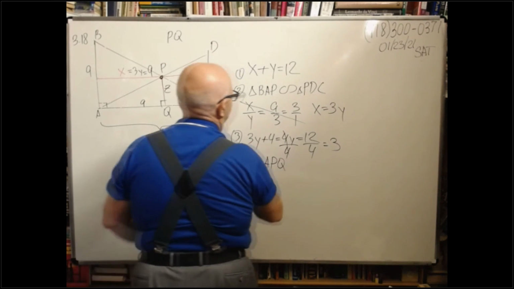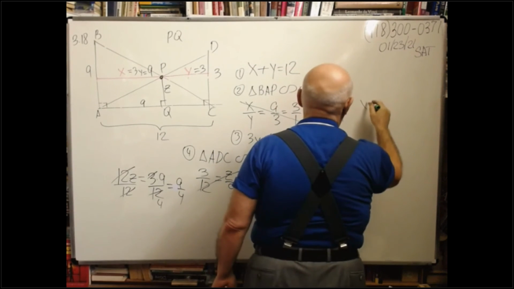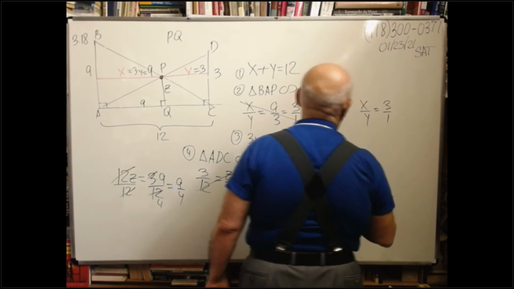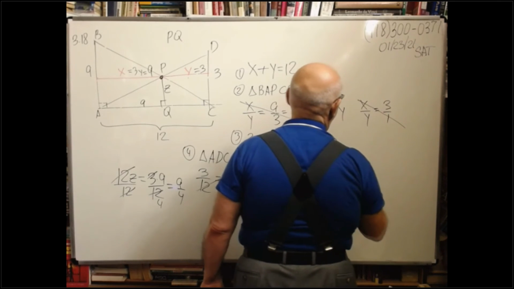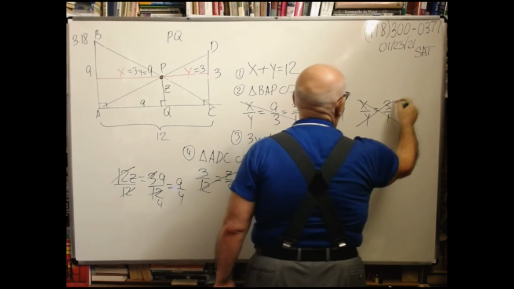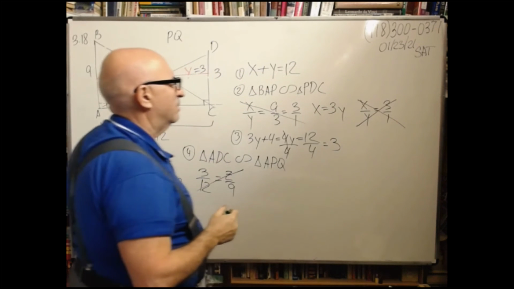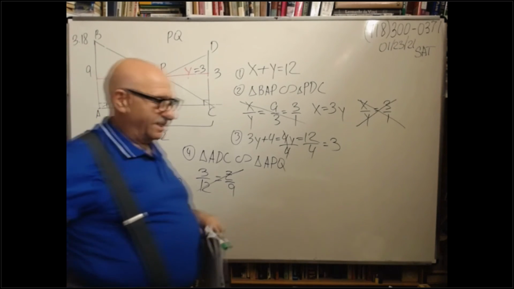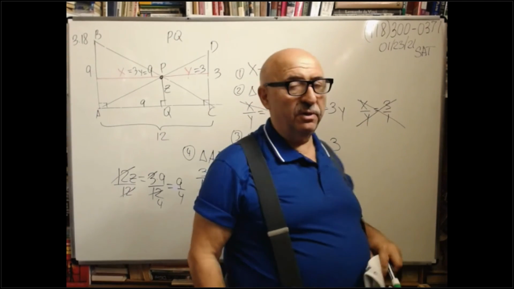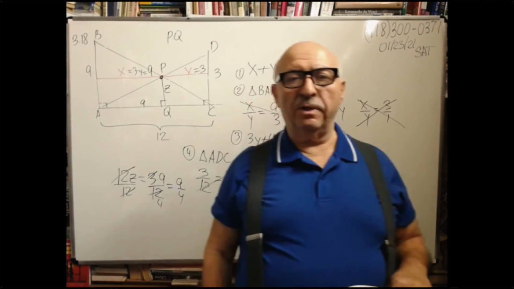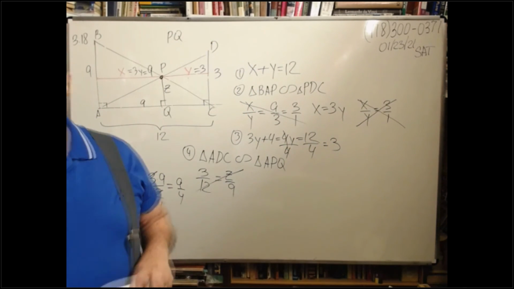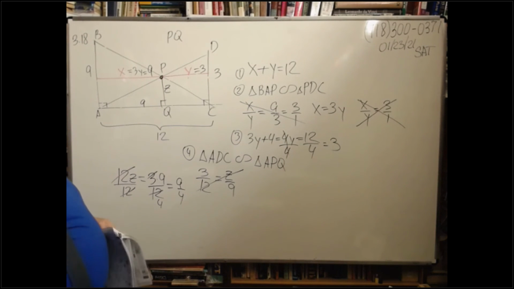I simplify, I get x over y equals 3 over 1. Cross multiply, x equals 3y. If they are similar, we name it the scaling factor. Scaling factor 3: perimeter 3 times bigger, size 3 times bigger, altitude 3 times bigger. So far, so good? Did I answer your question?